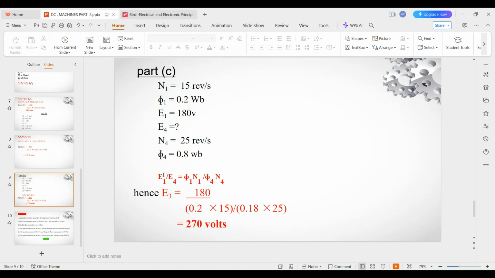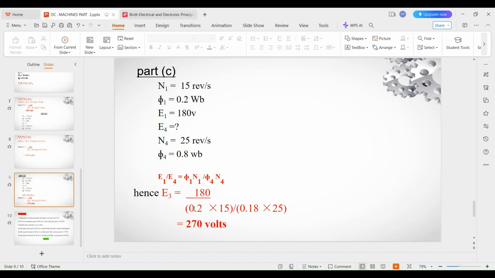Therefore, our formula will be E1 divided by E4 will be equal to phi 1 times N1, all of this divided by phi 4 times N4. When we make E4 the subject of the formula, we shall have 180 divided by 0.2 times 15 divided by 0.18 times 25.